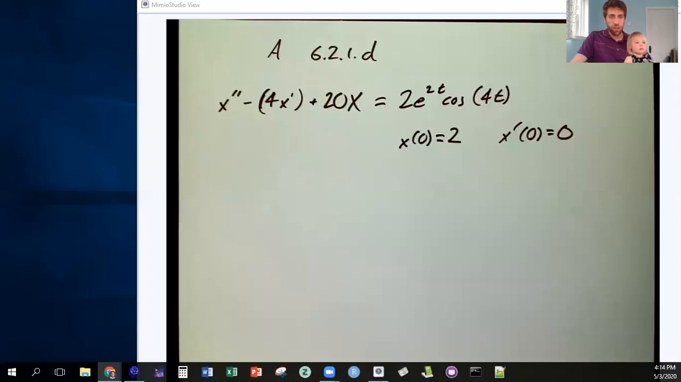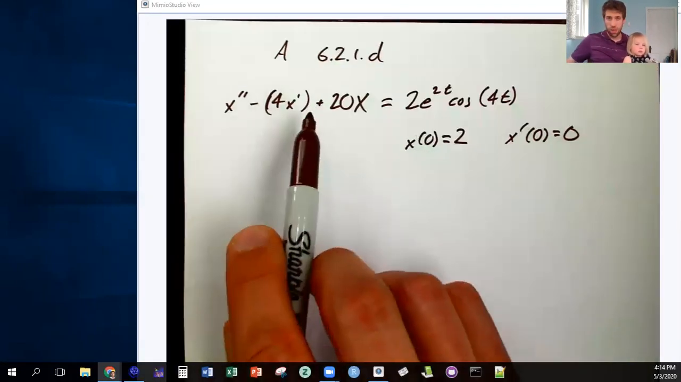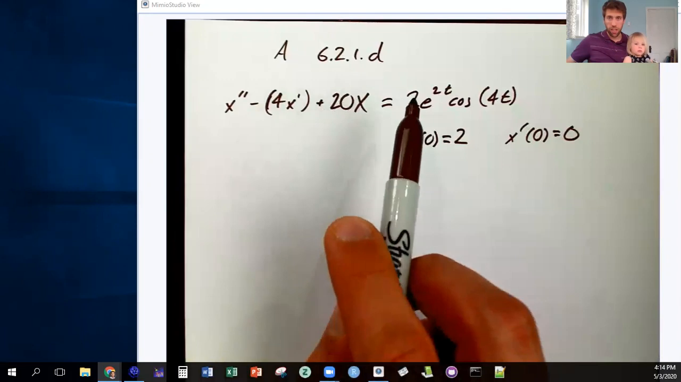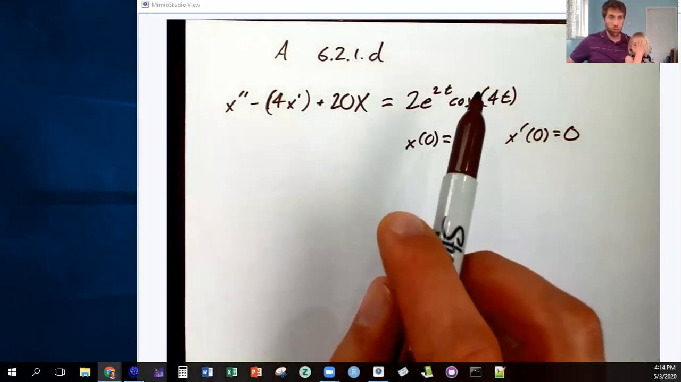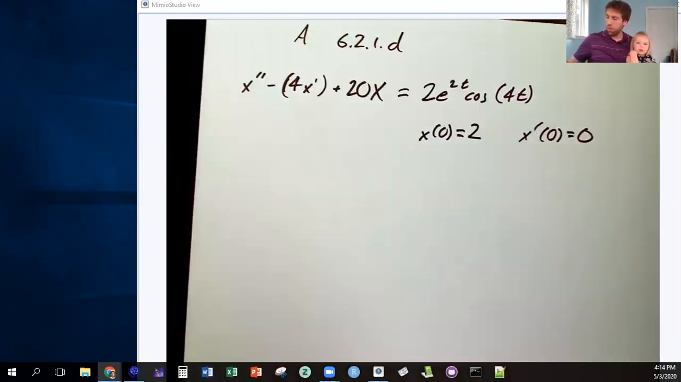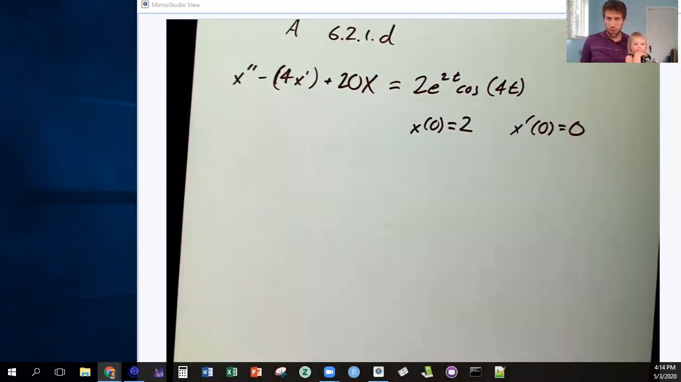All right, this is differential equations. We're doing activity 6.2.1 part D. So here we have the same left-hand side as part C, but we've got trouble. We've got an e to the 2t cosine 4t, which we saw show up last time. So now we'll take the Laplace transform.